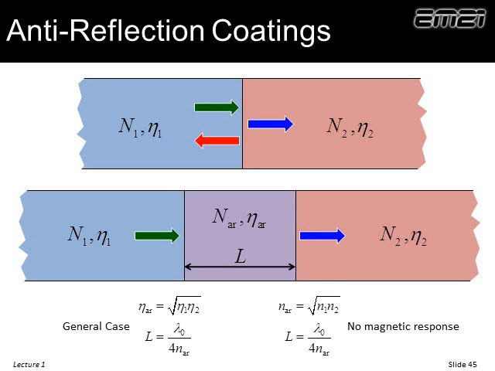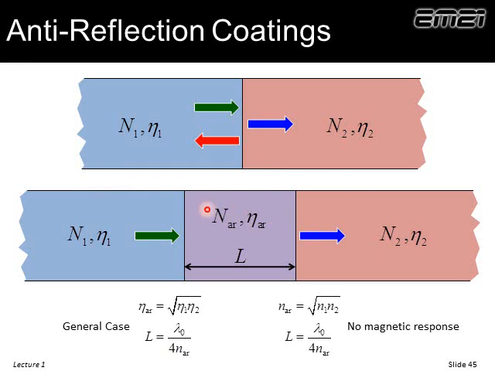Another application of this two-interface reflection thing, or Fabry-Perot, is anti-reflection coatings. Let's say we're going from material 1 to material 2, and they change impedance. That means we will get a reflection. Well, what's one thing we can do about that? Let's shove in a different material here. So we have the same material 1 on the far left and the same material 2 on the far right.